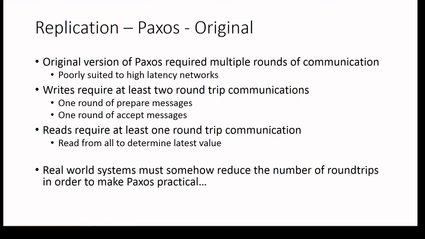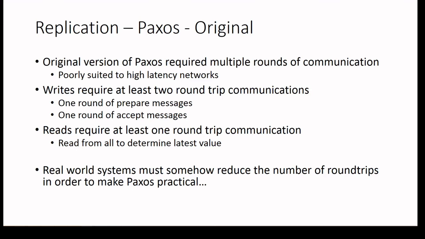The original version of Paxos worked by using multiple rounds of communication. That is to say, you would send out just like a two-phase handshake. It required multiple round-trip communications in order to succeed or finish. This was not really suitable for high latency networks, that is, networks with a lot of communication or a lot going on in them, like what Megastore has.